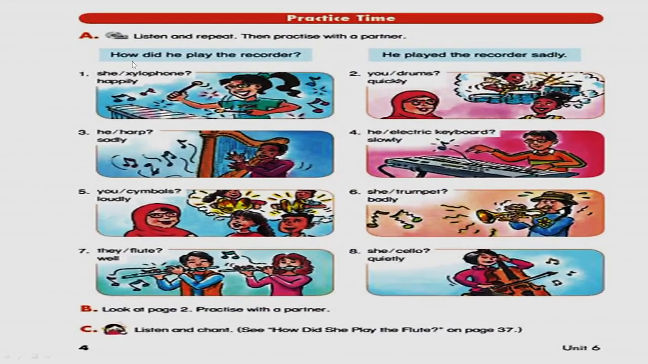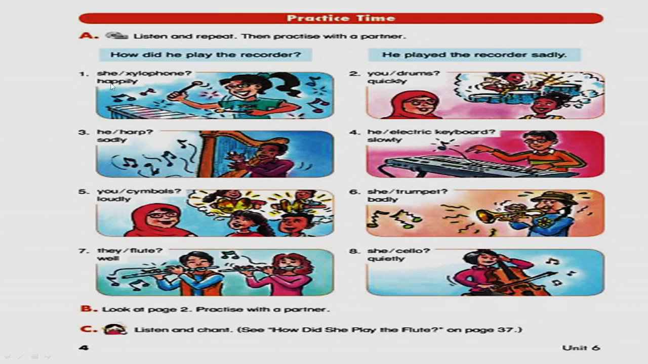It's practice time. We will use the same form as this example. How did plus the subject, and this word will be changed every time. Play, and then the name of one of the musical instruments, and then we answer the question using an adverb at the end of it. For example, we have the subject she, and the instrument is the xylophone, and the answer will be happily.